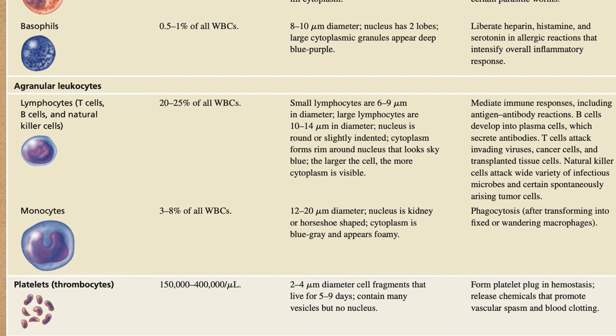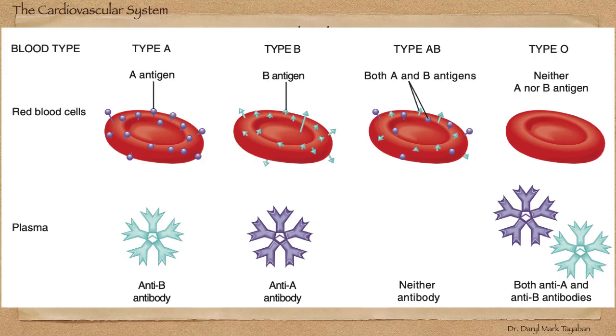Nice to know how to understand: hemo is blood, stasis is stop. Stopping blood clotting. And also, it releases chemicals that promote vascular spasm and blood clotting. So I hope those are clear, and I know you really know what a platelet is.